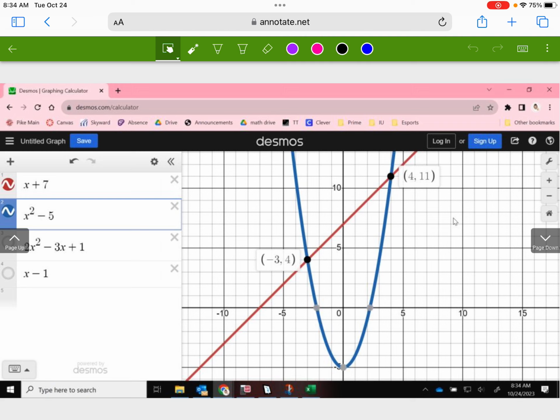I am only going to give you systems that are a parabola and a line. I will never give you two parabolas because the math on that is really annoying. Okay?